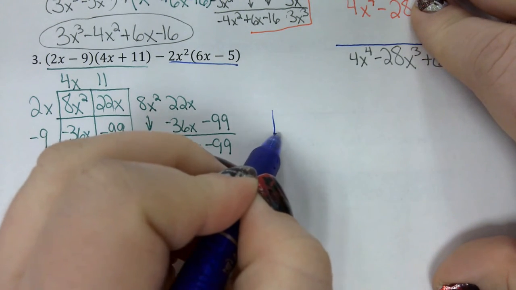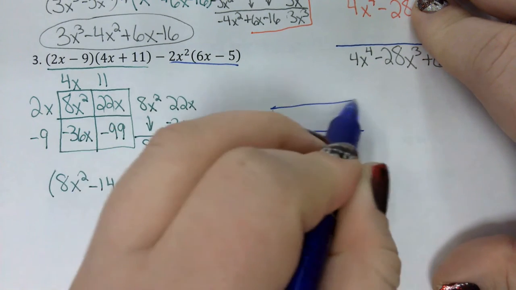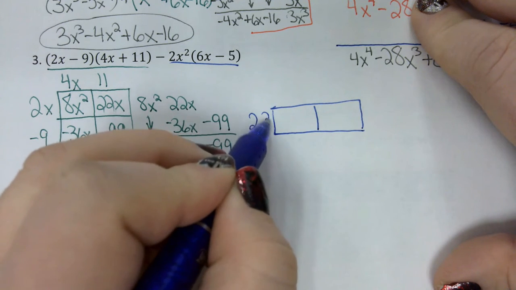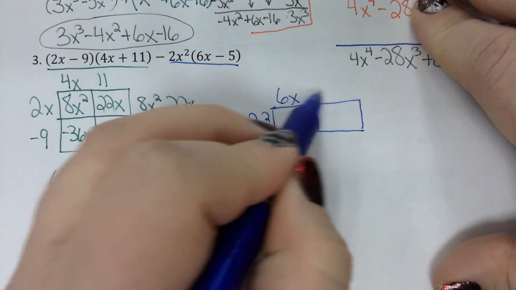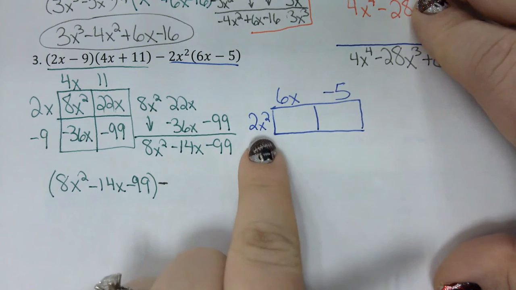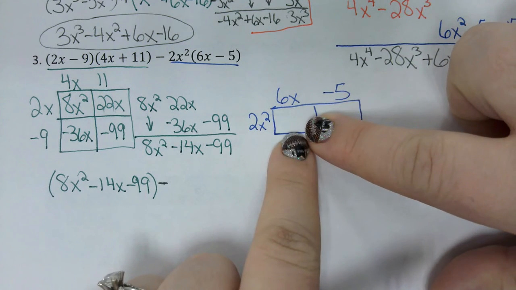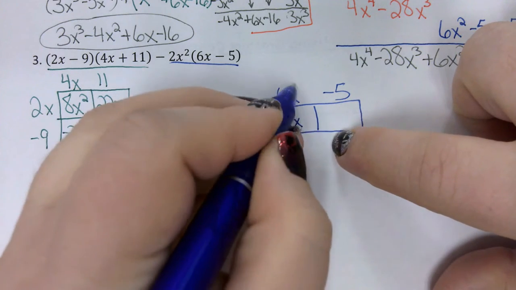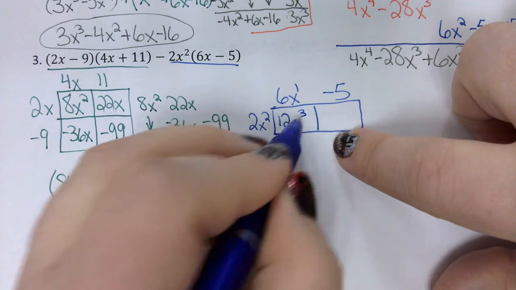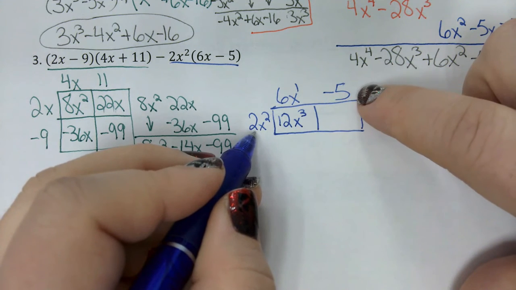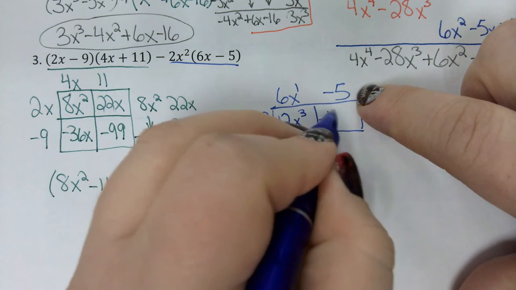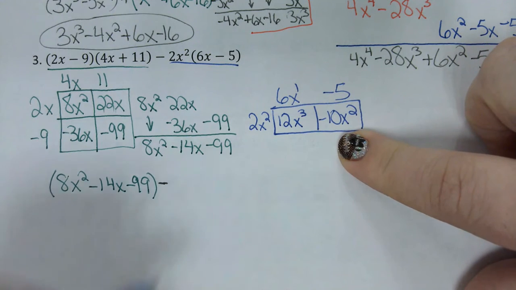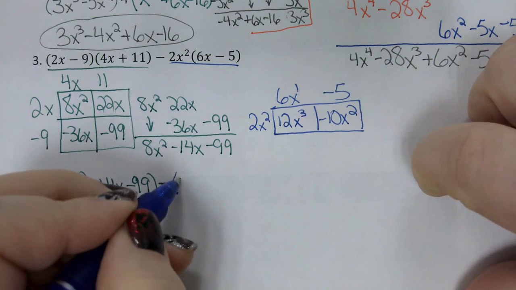So 1 box high times 2 boxes long. We get 2x squared times 6x minus 5. So 2x squared times 6x gives me 12x to the third. Remember, we add those exponents, 2 plus 1. 2x squared times negative 5, negative 10x squared. I don't have any like terms to combine, so he'll just go down here.